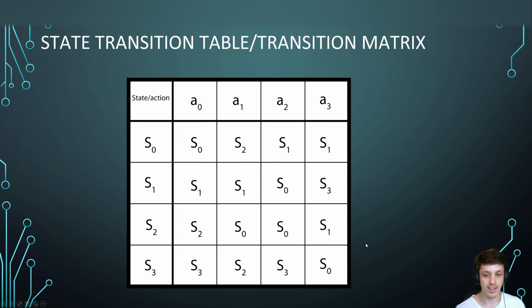So one thing he's going to need to know at this point is the state transition matrix, or a state transition table. What this simply defines is what actions will take you into which states, right? So if you're in state 0 and you take action 0, you'll be in state 0, action 1, you'll go to state 2, etc., etc.